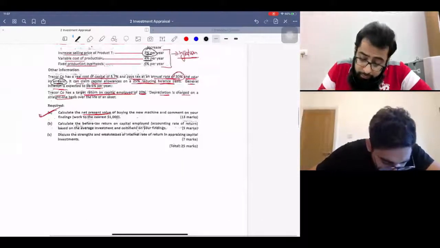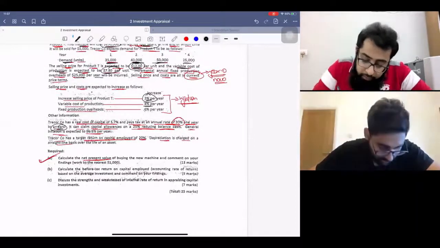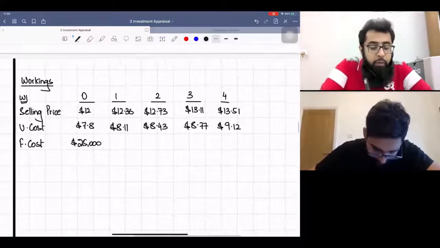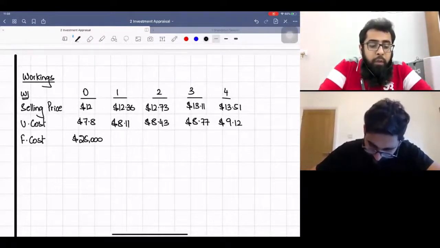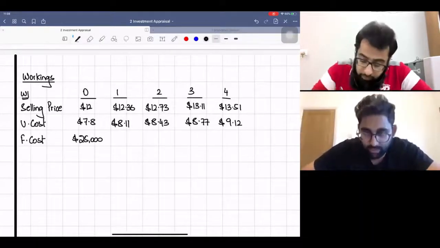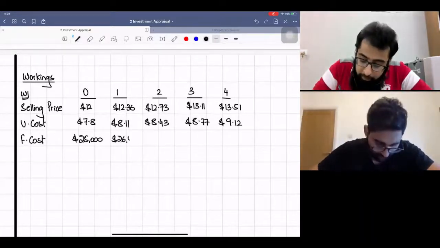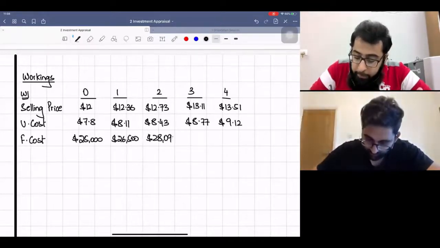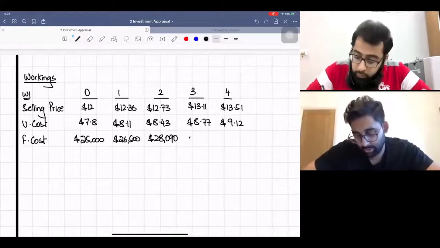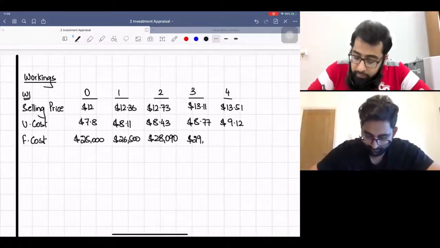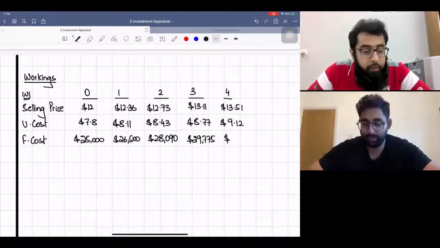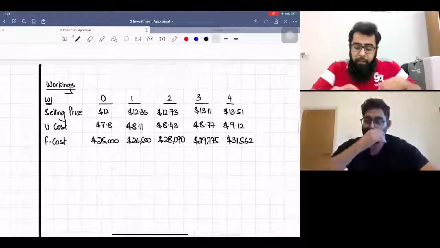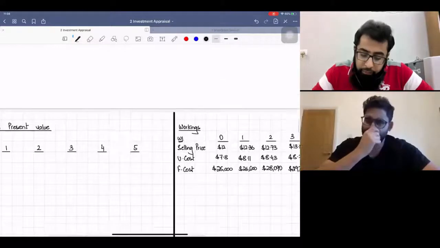Okay, and then about the fixed cost, the fixed cost is $25,000 per year and it will increase by 6% per year. So 25,000 into 1.06 is 26,500. Then it will be 28,090. Then 29,775, and finally 31,562.